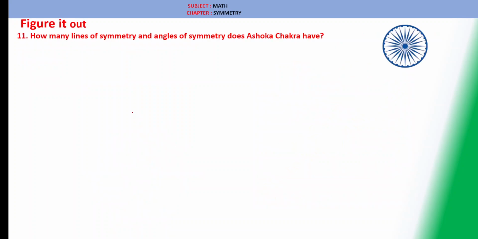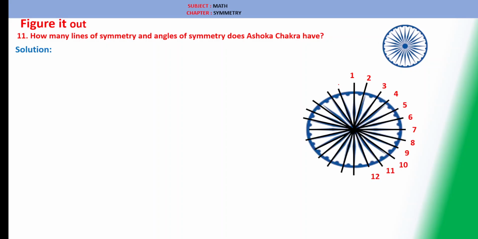Let us see question number 11. How many lines of symmetry and angles of symmetry does the Ashoka Chakra have? We know that the Ashoka Chakra has 24 spokes. So let us see here. If we observe, this is repeated here. 1, 2, 3, 4, up to 12. Then the remaining again 1 is this. When you come here, this will become 13, 14 like that.